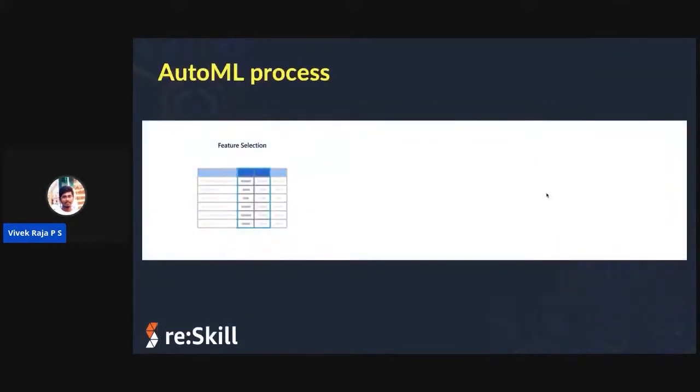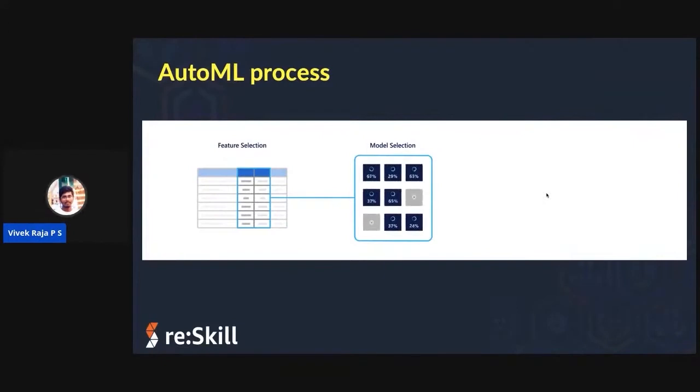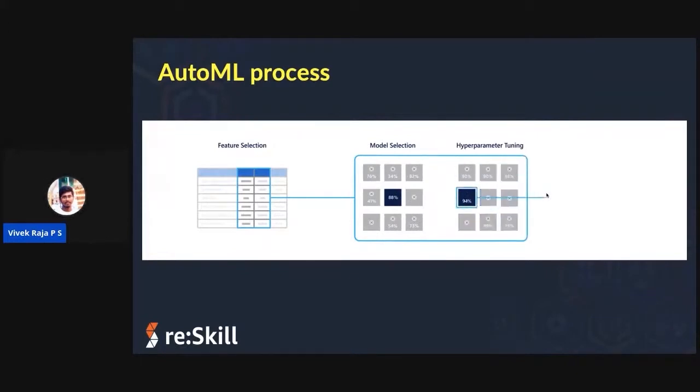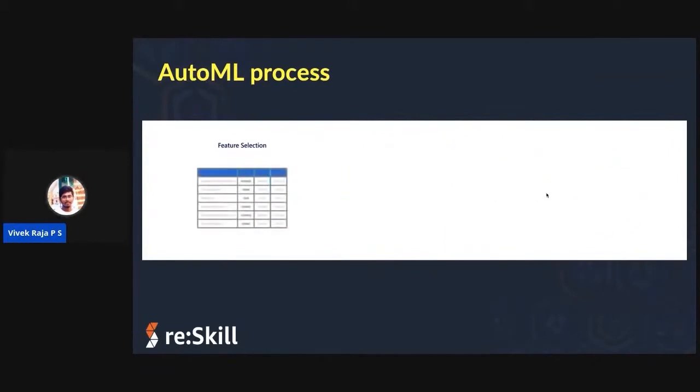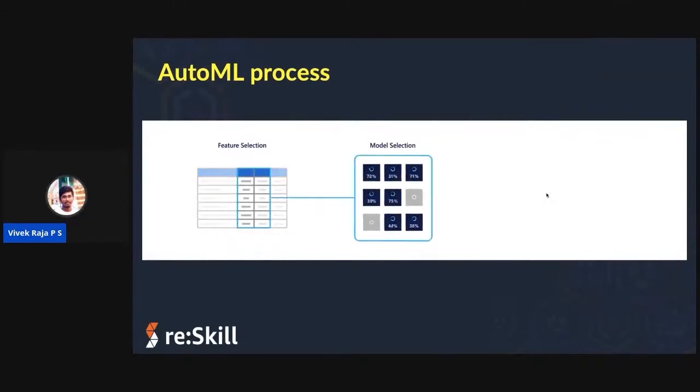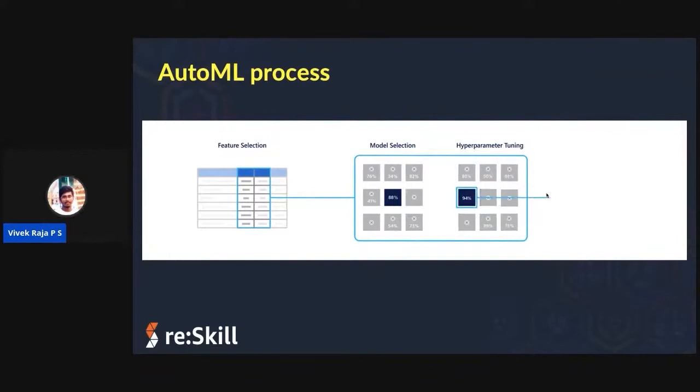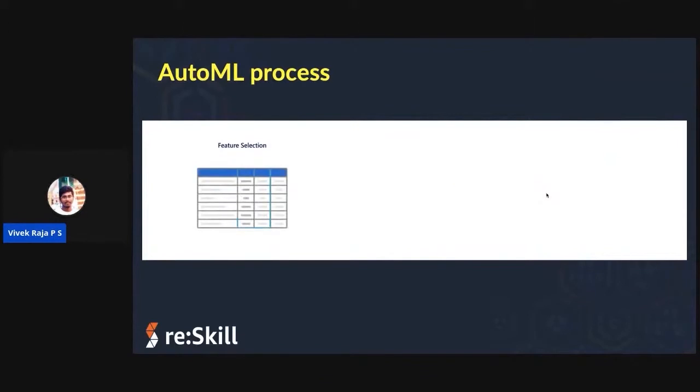So an AutoML process actually looks like this: we give the input data and it does the feature selection. Feature selection is a way it tries to evaluate which features have more weightage in the prediction, and it tries to select those features. Once that is done, it goes to the second step, which is called model selection. There are hundreds of models, as we discussed, and it evaluates the data on various models and selects the best model out of them. But even the best model can be improved by hyperparameter tuning, and it does the hyperparameter tuning and gives the optimized model in the end. So this is how an AutoML process looks.